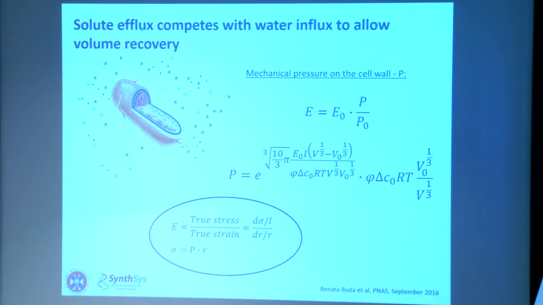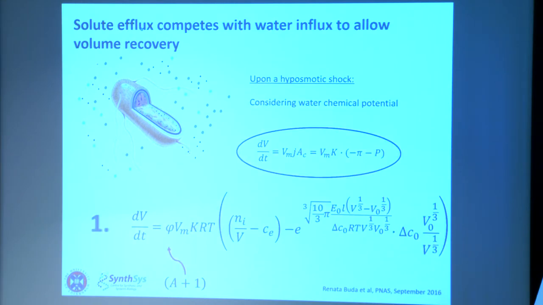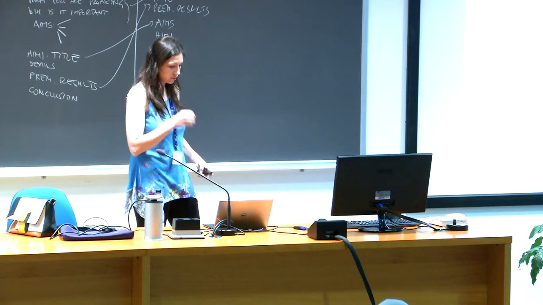OK, so we can write our first equation. This is now how the volume of the water will be changing. This is the osmotic pressure, and this is the mechanical pressure in the cell wall. And the water will be moving according to the difference between these two. The only thing that I still want to add is this A. A says that when a mechanosensitive channel opens, more of that can happen, right? Because now you have a hole in the membrane. So A is linked directly with the mechanosensitive channels.